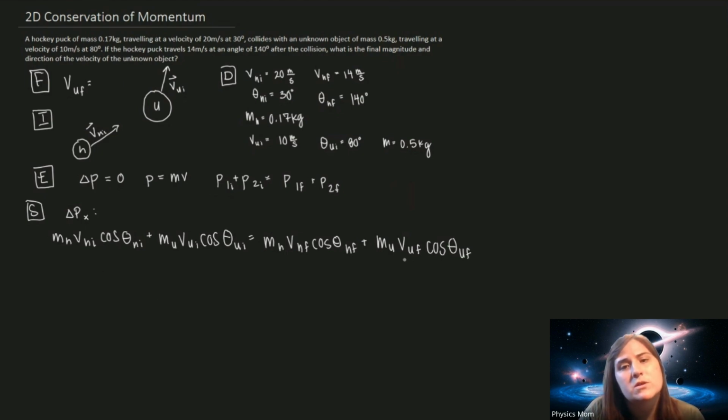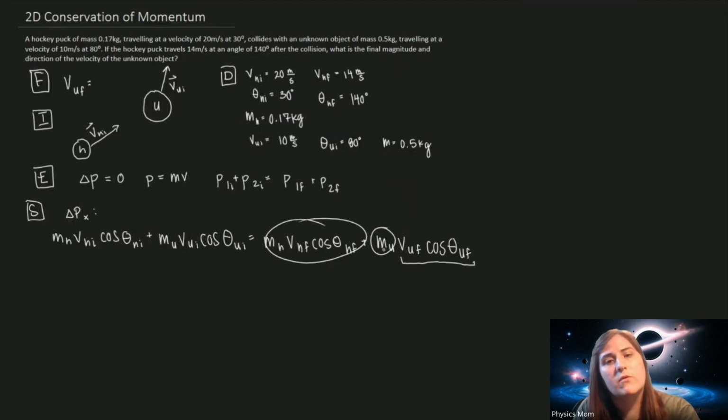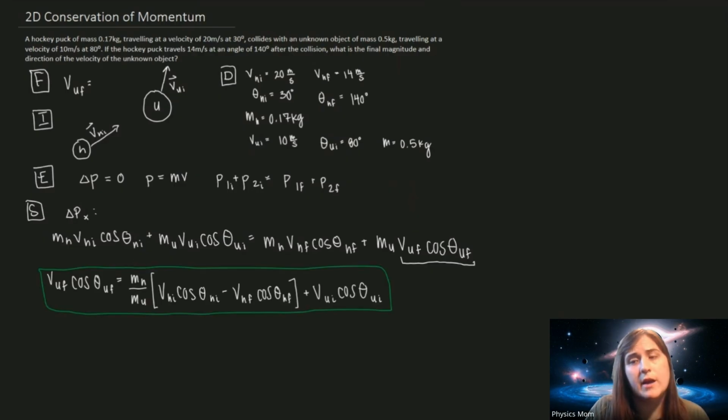I'm going to solve this equation for this component right here. So I can do that by subtracting this to the other side and then dividing through everything. I'm going to do this quickly, but you can pause the video to stop and check it on your own. But because there's a lot of equations in this, I'm going to do it kind of quickly. When I just algebraically manipulate it, I solve for V_UF cosine theta_UF, the horizontal velocity of the unknown object, I get this big old yucky expression.